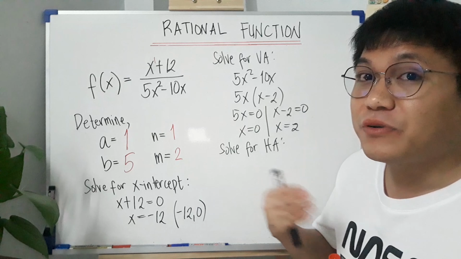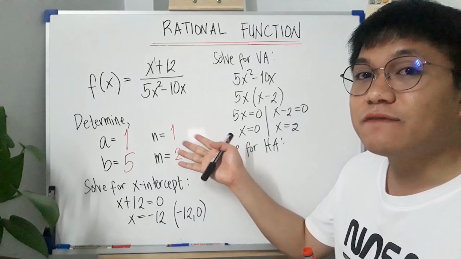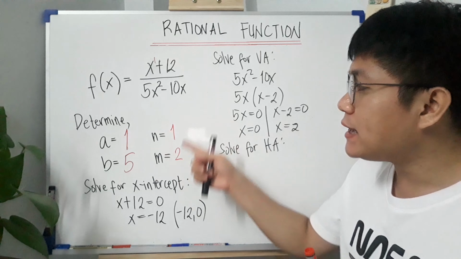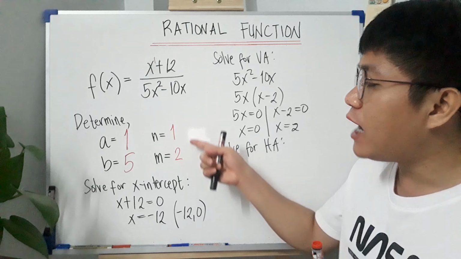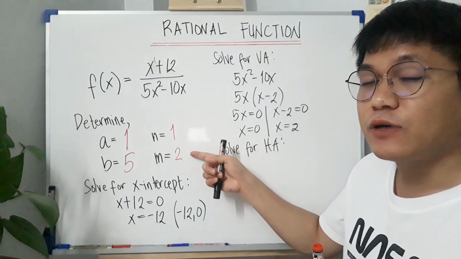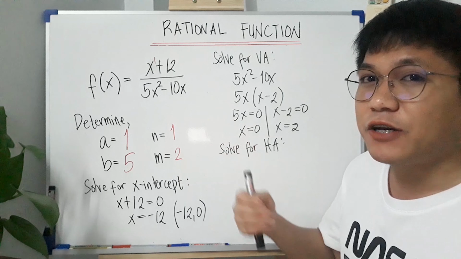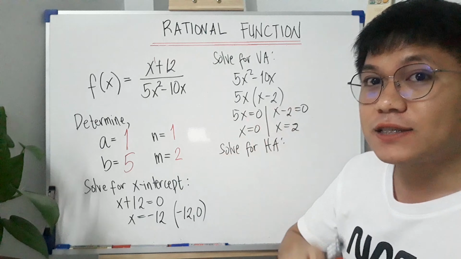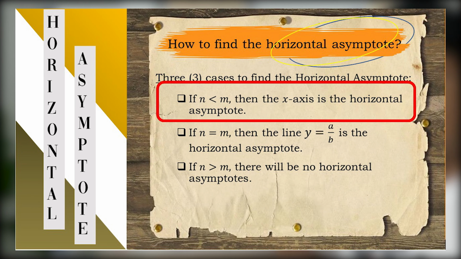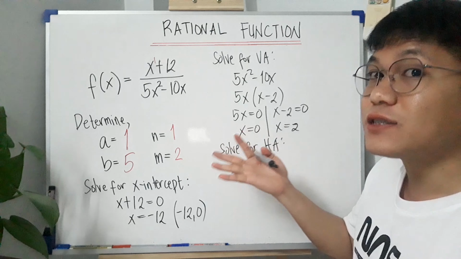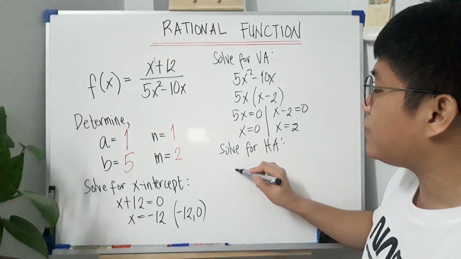We need to go back to our previously determined values of a, b, n, and m, especially the n and m. As you can observe, our n is 1, our m is equal to positive 2. It is very obvious that our n is less than m. That falls under case number 1, which is, if n is less than m, then the x-axis will be the horizontal asymptote. Therefore, without any solving, our horizontal asymptote will be the x-axis, because our n is less than m. That is case number 1.